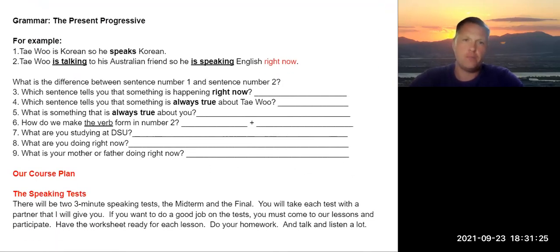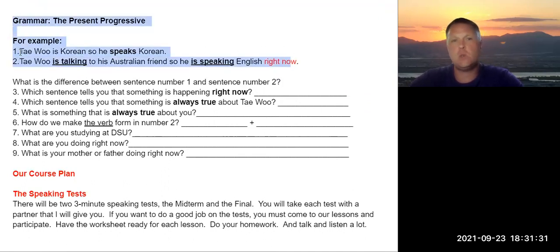So now let's look at the grammar, the present progressive. For example, Tae-woo is Korean, so he speaks Korean. Tae-woo is talking to his Australian friend, so he is speaking English right now. So what's the difference between sentence 1 and sentence 2? Speaks, is talking, is speaking. Which sentence tells you that something is happening right now? Well, here we see "right now," but we also know because of these verb forms. So sentence 2 tells you that.